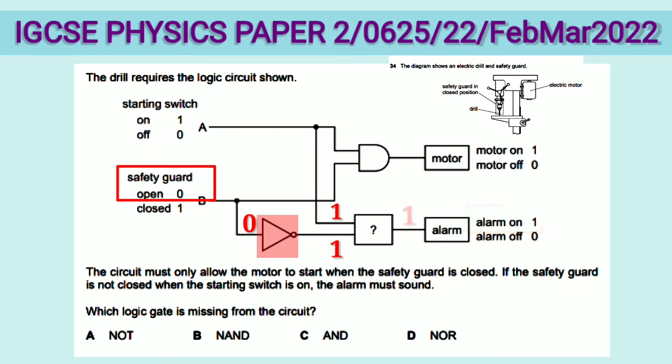So for input 1 1, output will be 1 when the missing logic gate is AND. That is option C, AND gate is the correct answer.